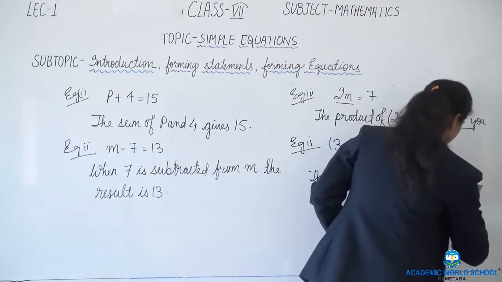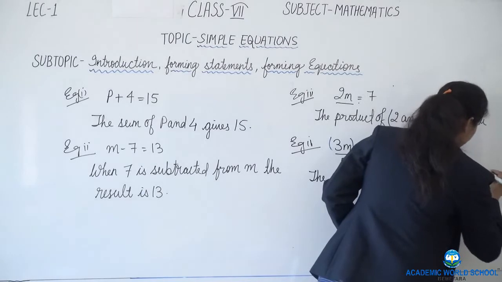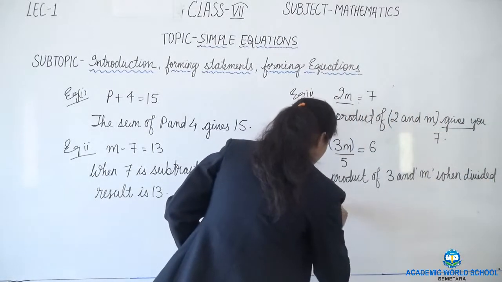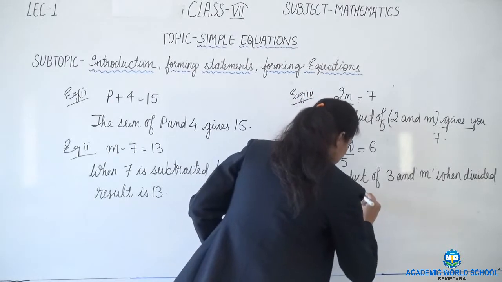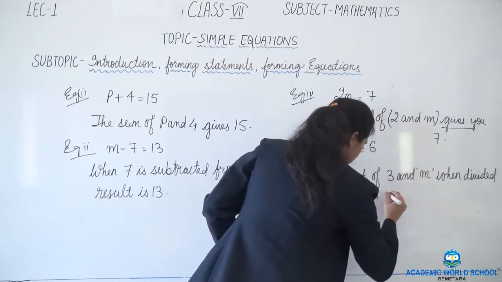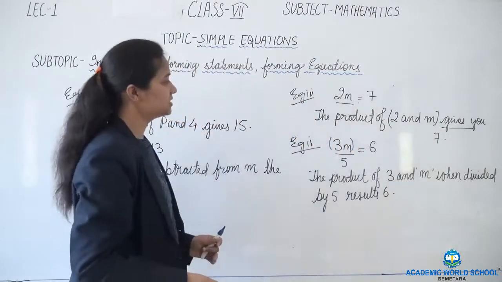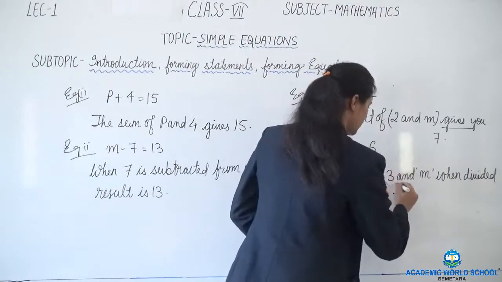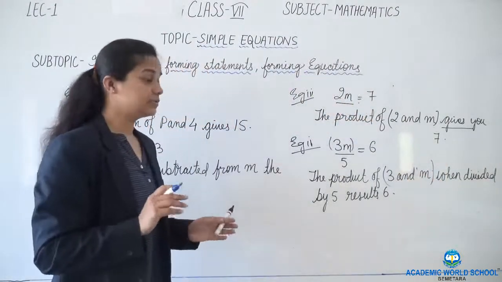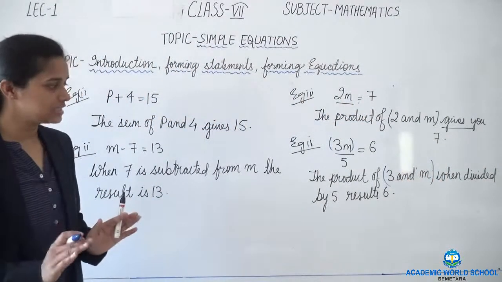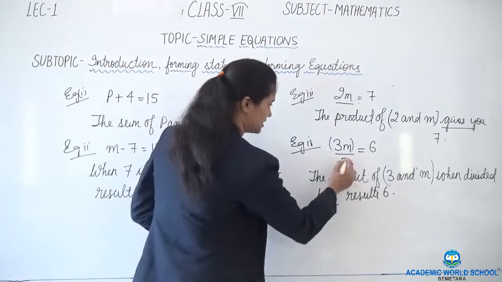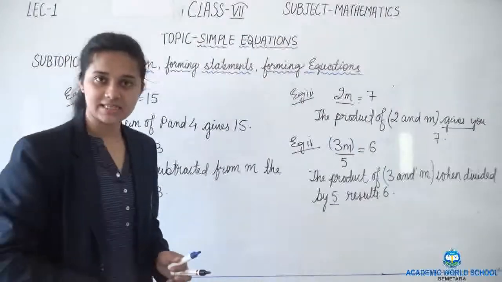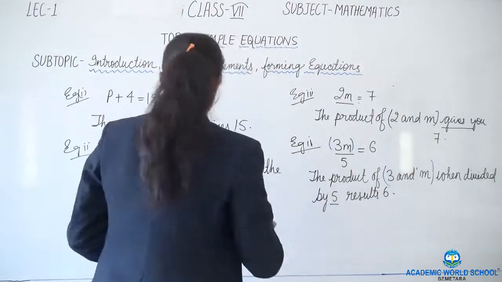When 3m is divided by 5, the result is 6. Cross check it. The product of 3 and m is 3m. Very simple. And 3 into m, 3m is divided by 5. That is 3m by 5. And the result here is 6.